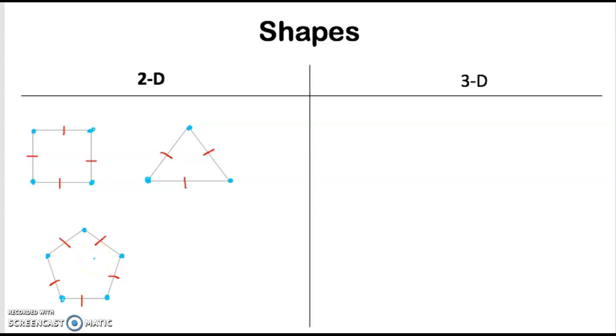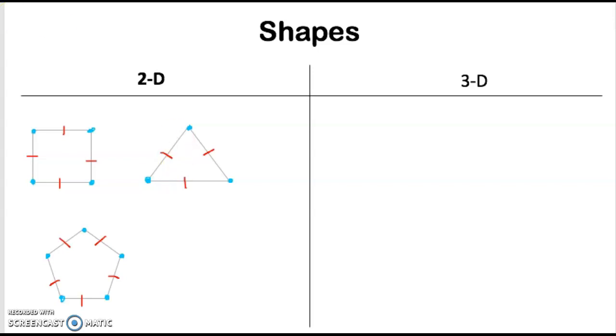Now I think there's a pattern here because the square had four sides, four vertices. A triangle had three sides, three vertices. And a pentagon had five sides, five vertices. Do you notice the pattern? Think about it. 4 sides, 4 vertices, 3 sides, 3 vertices, 5 sides, 5 vertices. Yeah, the number of sides is equal to the number of vertices.